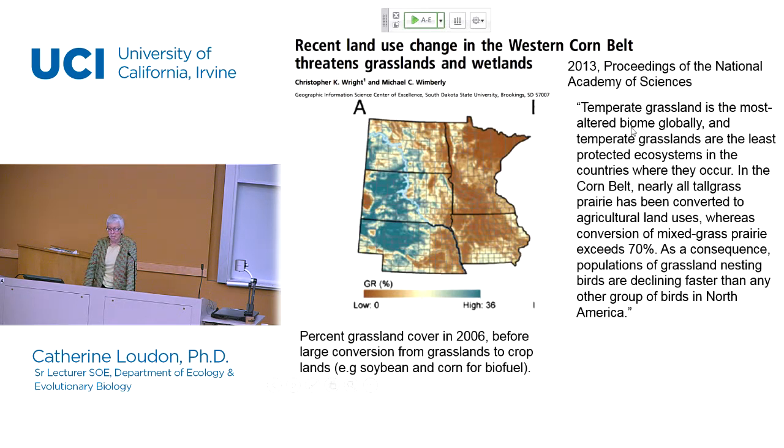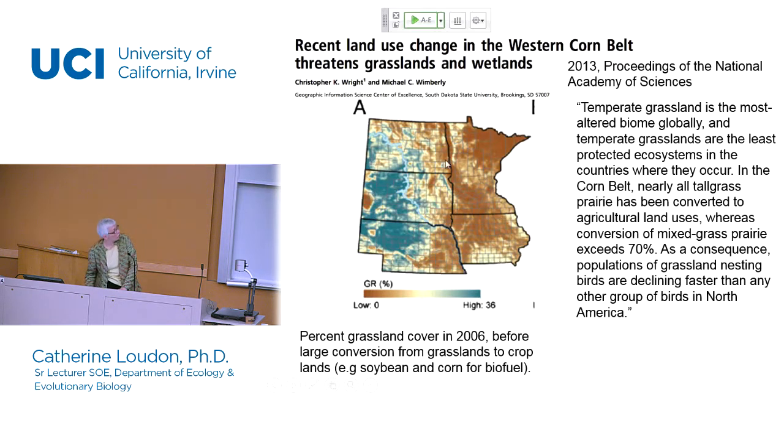Temperate grassland is the most altered biome globally. And of course, in part, this is because of its wonderful use in agriculture. And temperate grasslands are the least protected ecosystems in the countries where they occur. In the Corn Belt, nearly all tall grass prairie has been converted to agricultural land uses, whereas conversion of mixed grass prairie exceeds 70%. As a consequence, populations of grassland nesting birds are declining faster than any other group of birds in North America. So many animals are being negatively impacted by the agriculture going on in the Western Corn Belt.